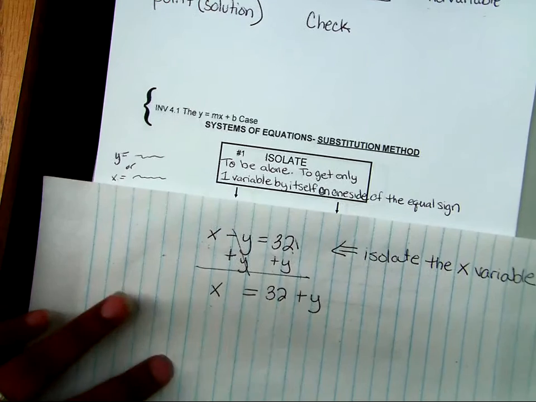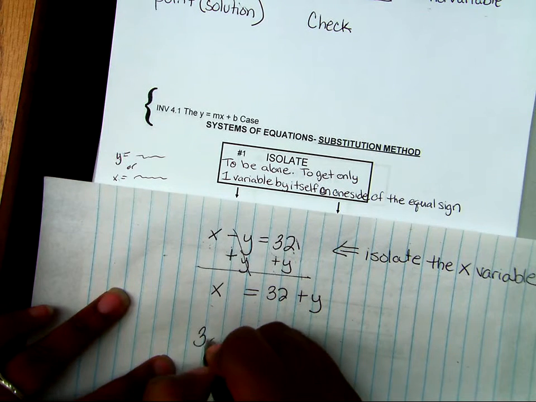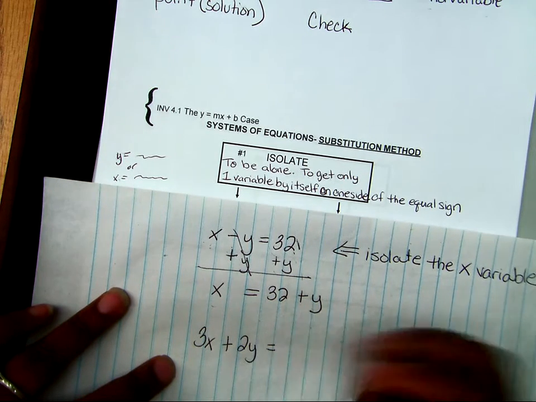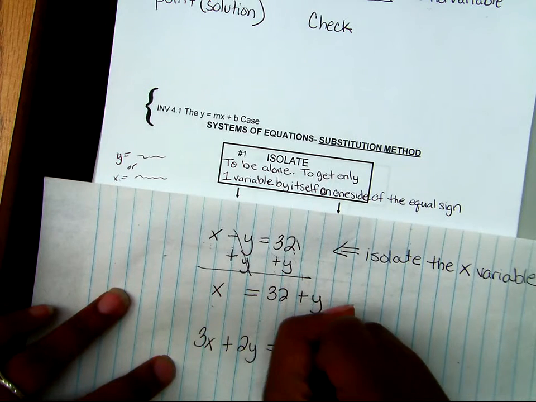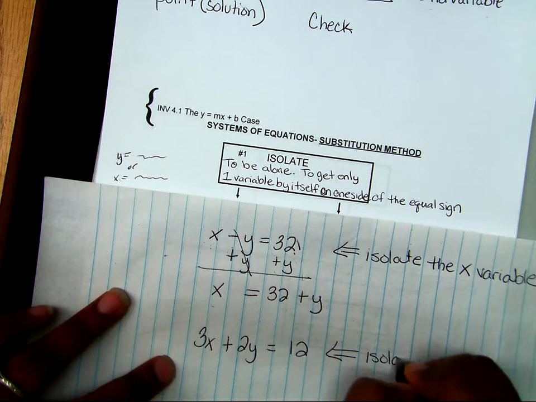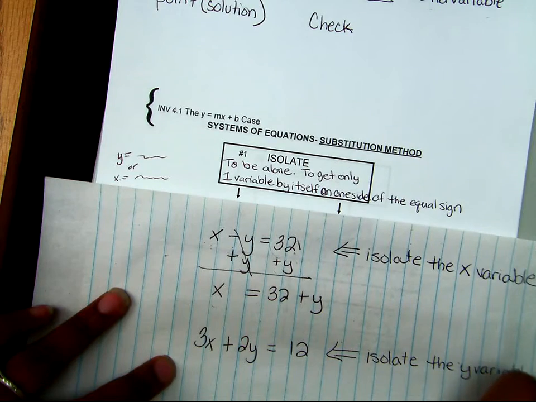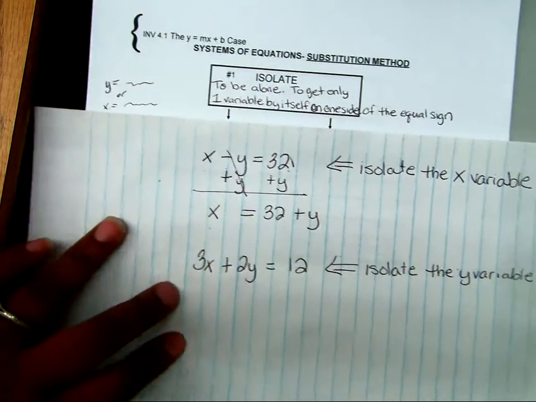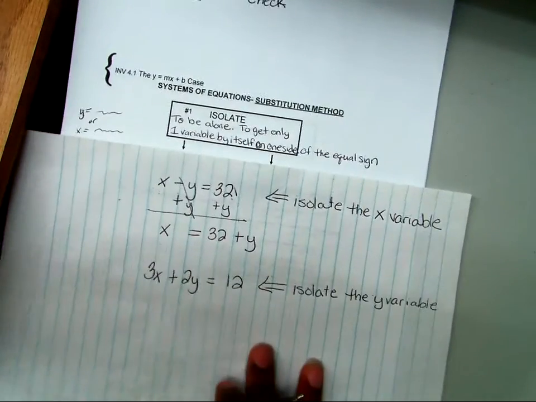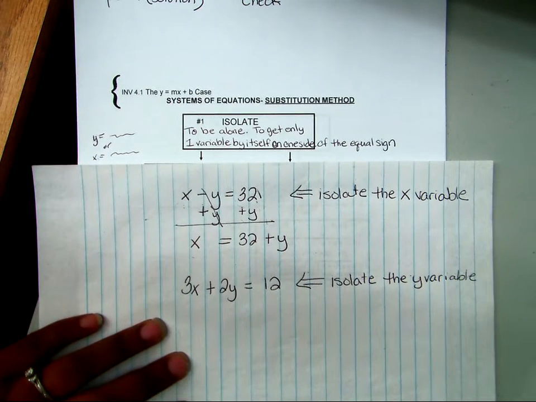All right, let's try one more. 3x plus 2y equals 12. I don't know what it's going to be, and I would like you to isolate the y variable. Okay, let me turn my camera a little bit. Turn my paper so it doesn't look crooked to you. All right, pause it, isolate that y variable.